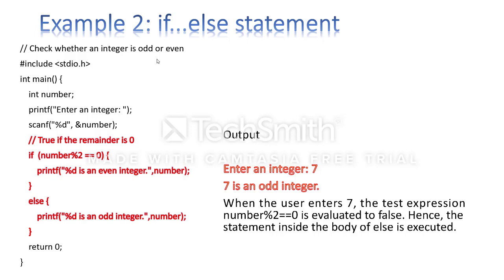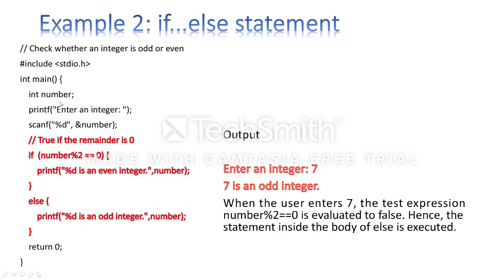Same like that, for example, I am taking 5. 5 divided by 2 means 2, and the remainder is 1, so it is not producing the remainder 0. If you are not getting a remainder of 0 when divided by 2, it is an odd number. Same thing I am implementing in this program.